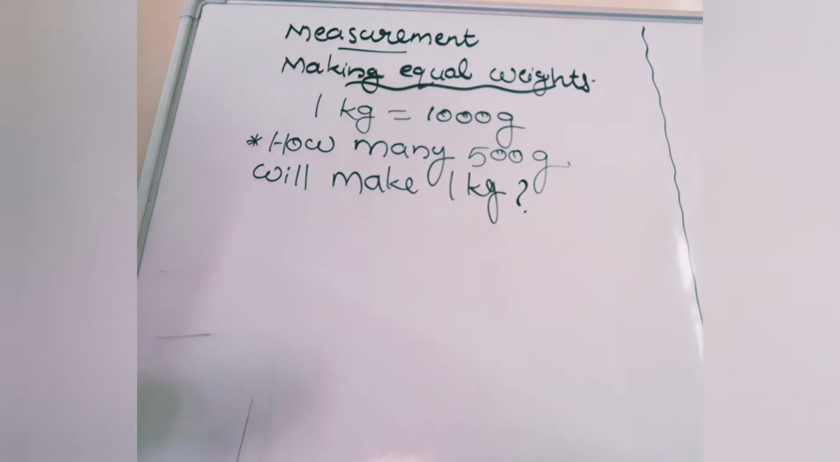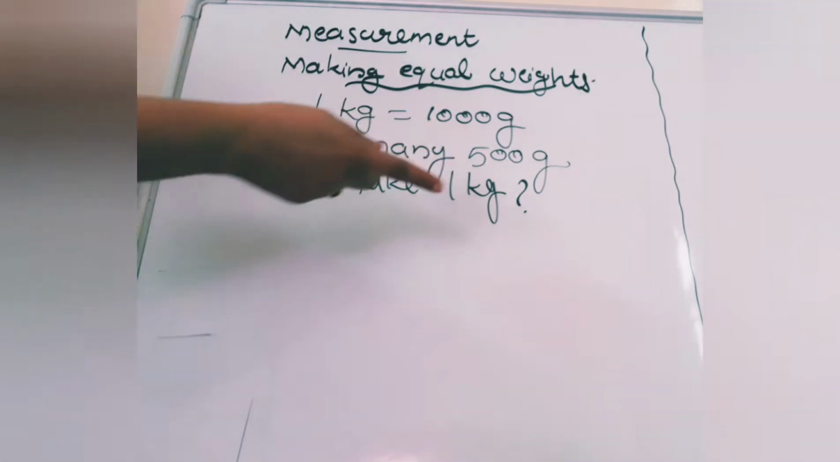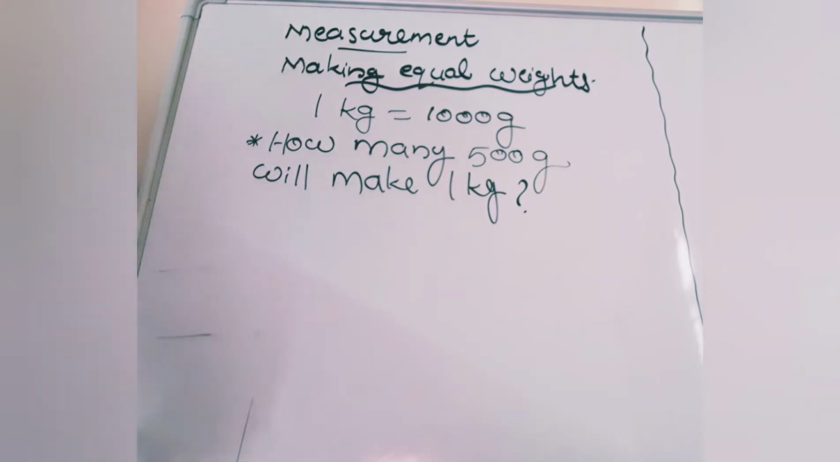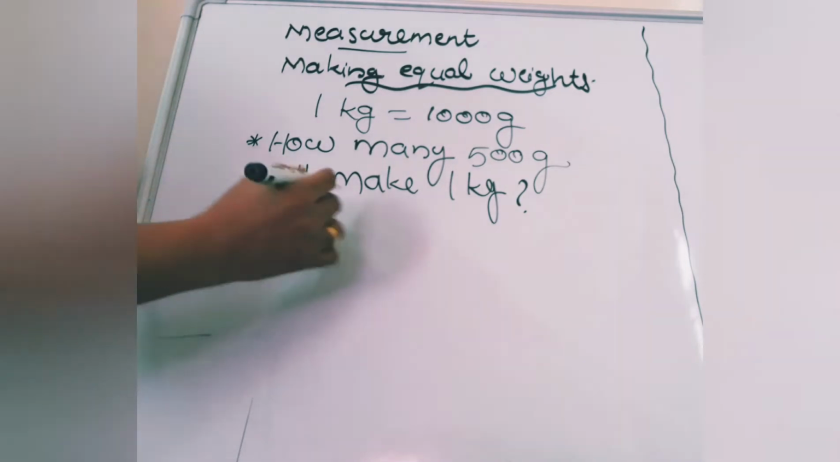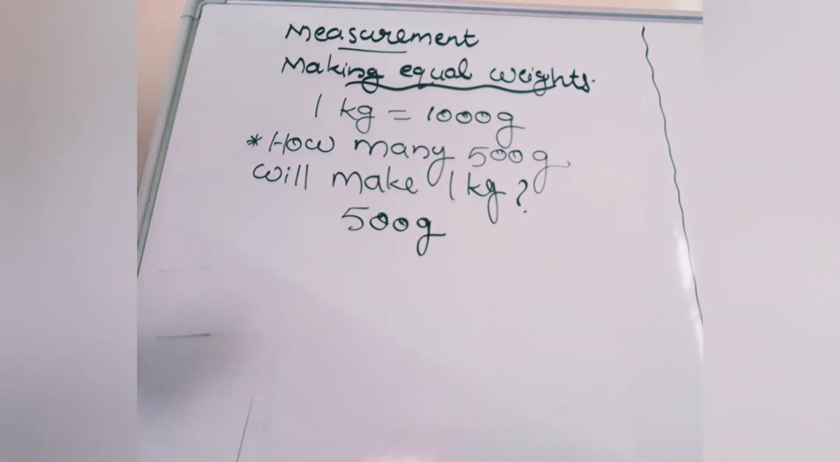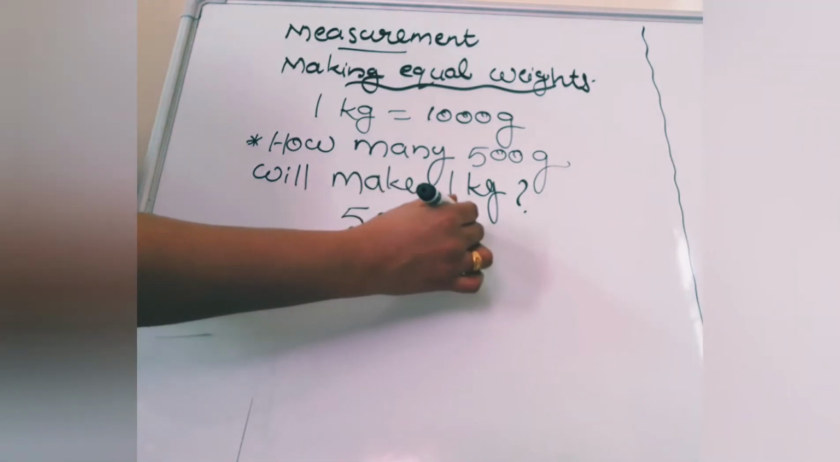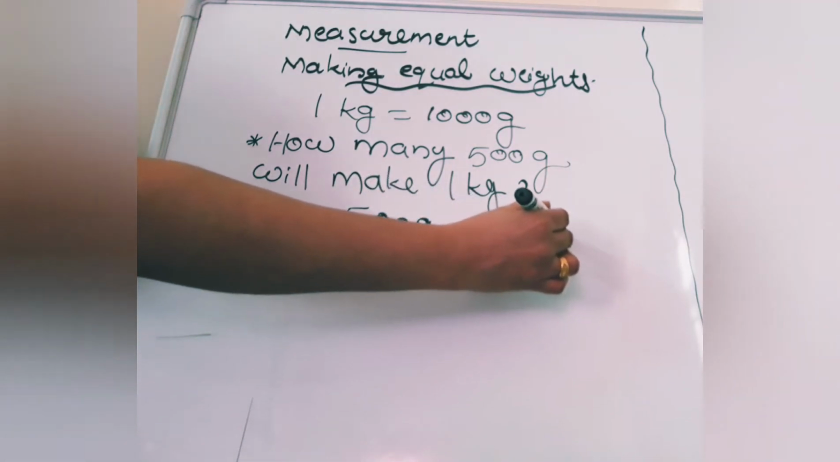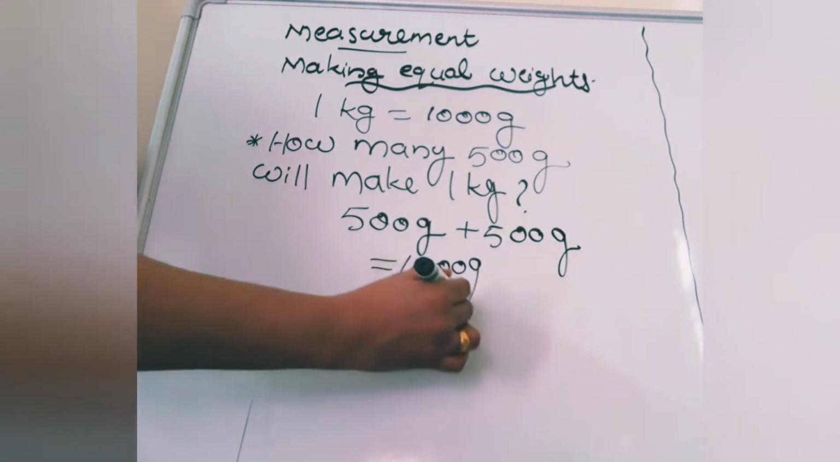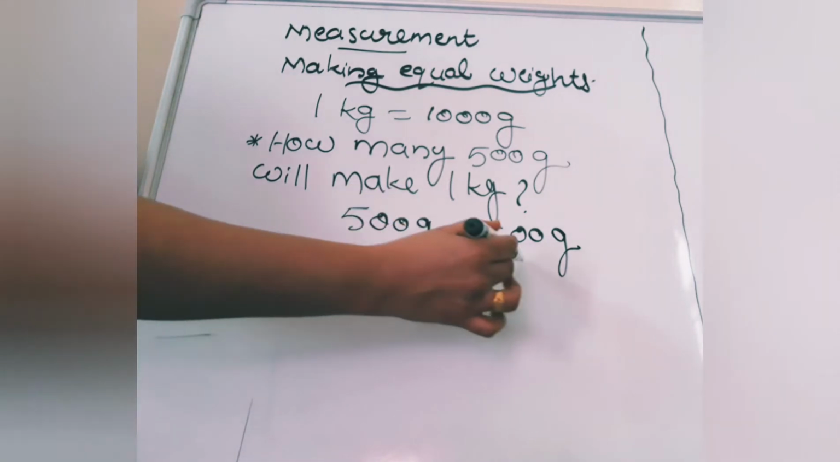In class 3 you are not learning bigger numbers division. That's why for finding this we have to use the addition method. Actually we should do the division method, then only we will get how many times 500 gram will make 1 kg. So first we take one 500 gram. When you take this you will get only 500 gram. But when you add one more 500 gram with this, 500 gram plus 500 gram is equal to 1000 gram. That is equal to 1 kilogram.